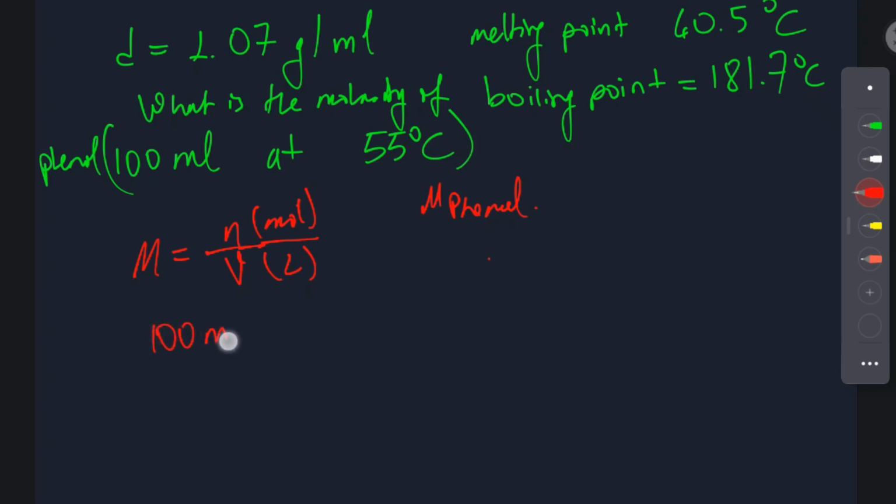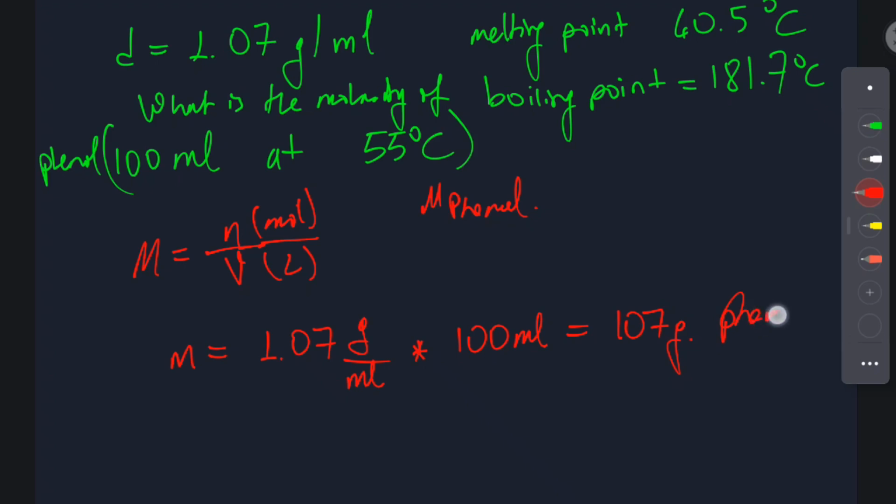We have 100 milliliter, but we have to convert it to gram, and so we have to know the mass of the phenol in our case. Mass equals 1.07 gram per milliliter times 100 milliliter, and it will be equal to 107 gram. So in our sample we have 107 gram of phenol. But how many moles do we have?